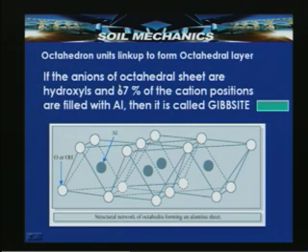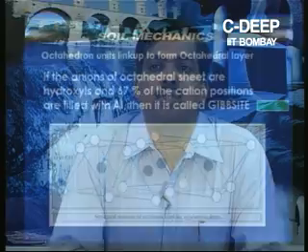If the anions of the octahedral sheet are hydroxides and 67% of the cation positions are filled with aluminum, then it is called a gibbsite sheet or alumina sheet. It is indicated with this particular shape. If the cation positions are filled with magnesium, then it is called a brucite sheet.